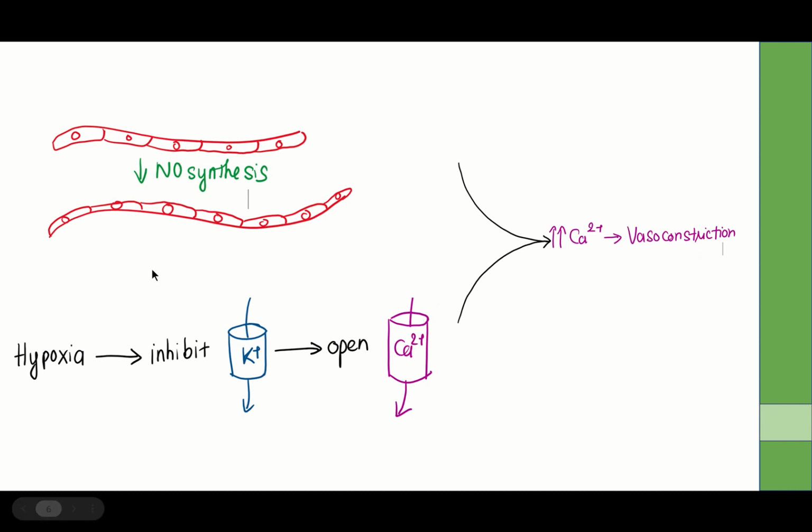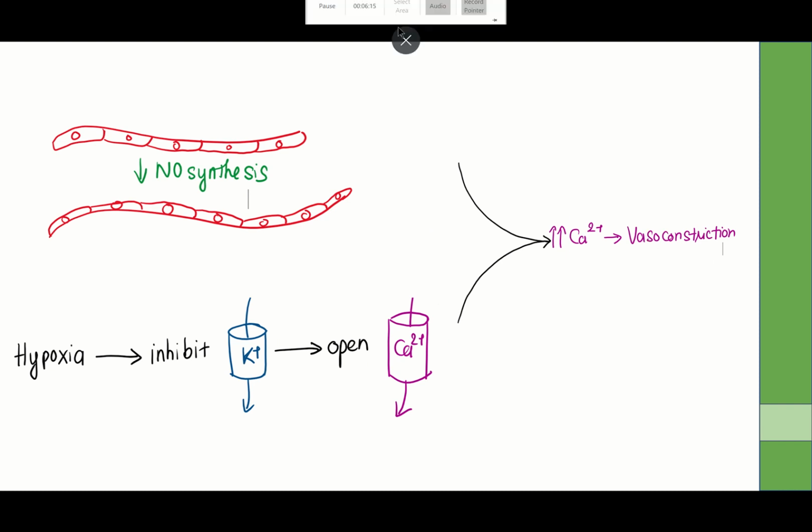Another mechanism that has been researched is that hypoxia will inhibit the potassium channel. As we know, potassium goes through the potassium channel. But if the potassium channel is inhibited, there is some cell signaling pathway that will open the calcium channel. So the calcium outside the cell goes into the cell, increasing intracellular calcium, and it causes vasoconstriction.